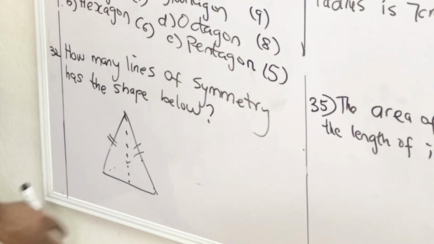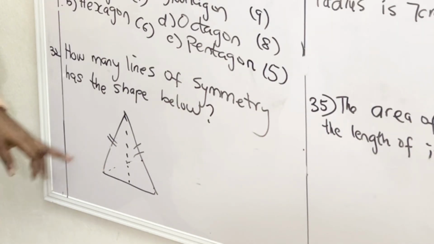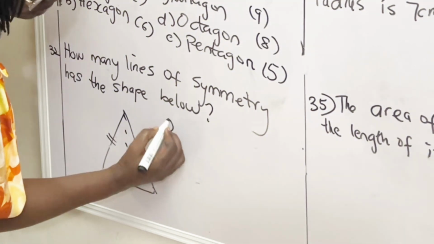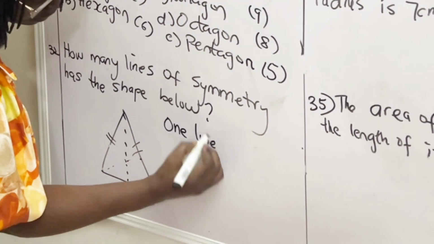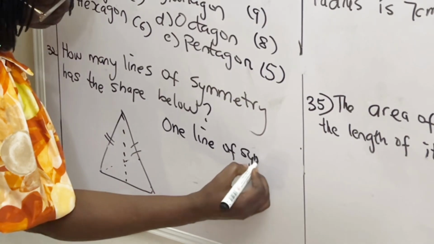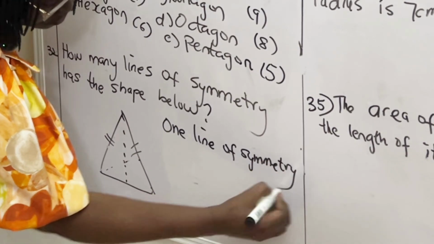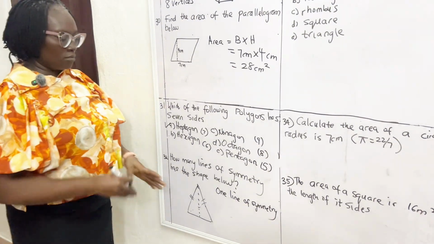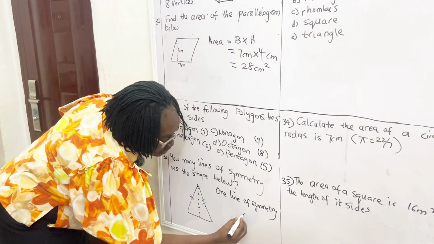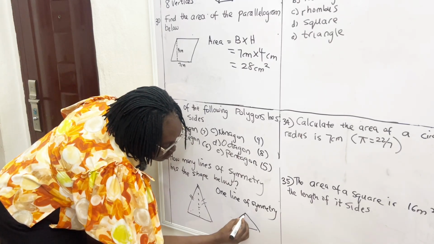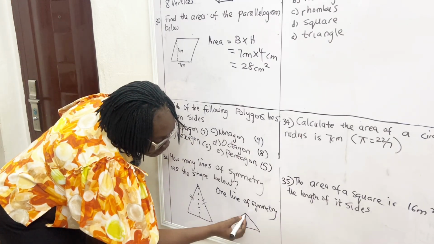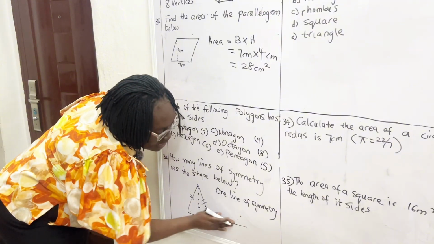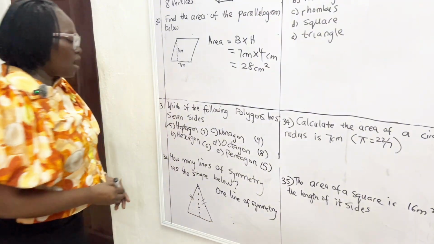So it is only this line that can divide this triangle into two equal halves. So that is the line of symmetry. It has only one line of symmetry. While an equilateral triangle, guess how many lines of symmetry an equilateral triangle will have? Let's say this is an equilateral triangle. This will divide, this will divide, and that will. So it will have 3 lines of symmetry because the 3 sides are equal.